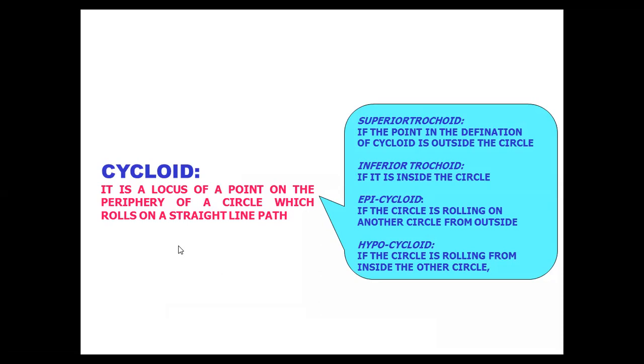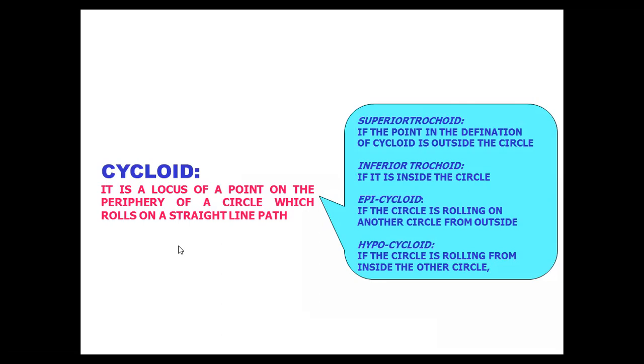So what happens actually in a cycloid is that it has two motions. It moves linearly as well as rotates around some center, and these two movements take place simultaneously. That is called a cycloid. Now there are some variations in cycloid. What are those variations? That we will see. If the point, what you have marked in that example, is outside the circle, then it is called a superior trochoid.